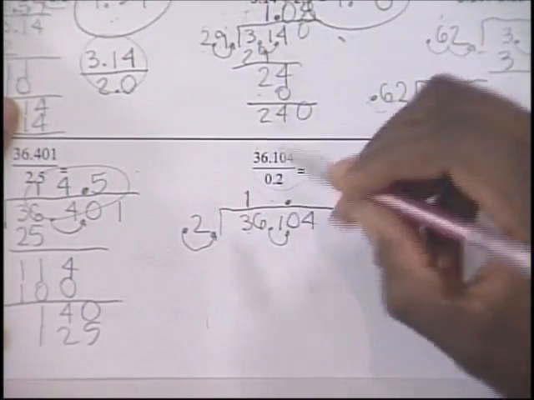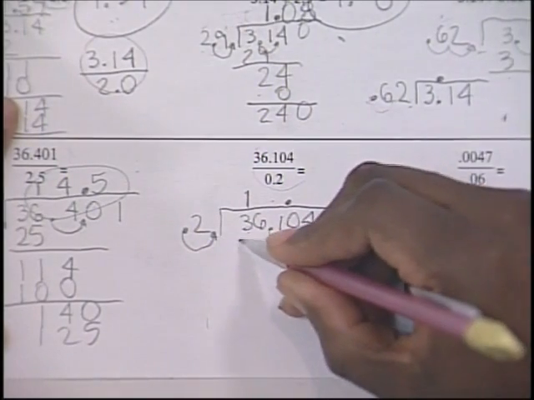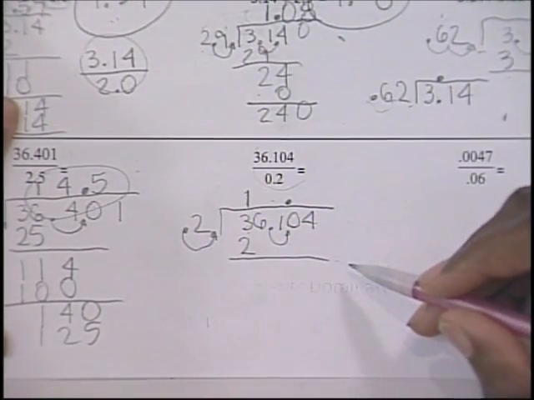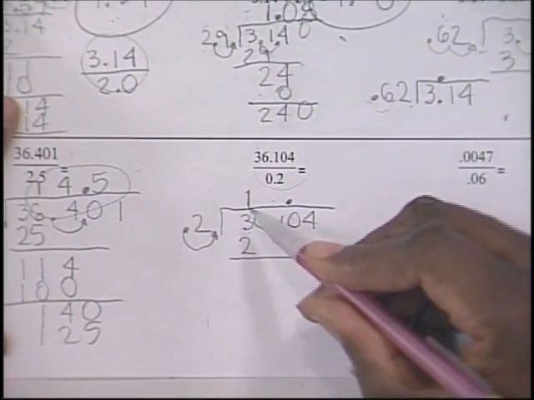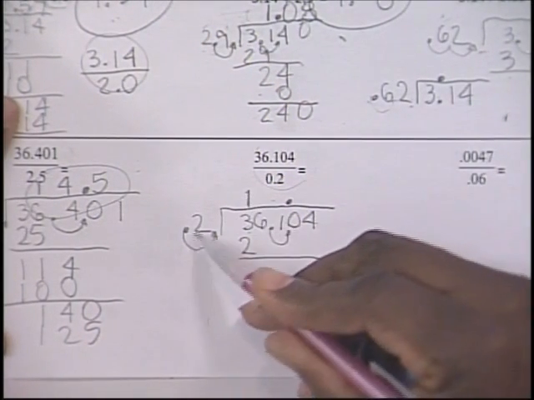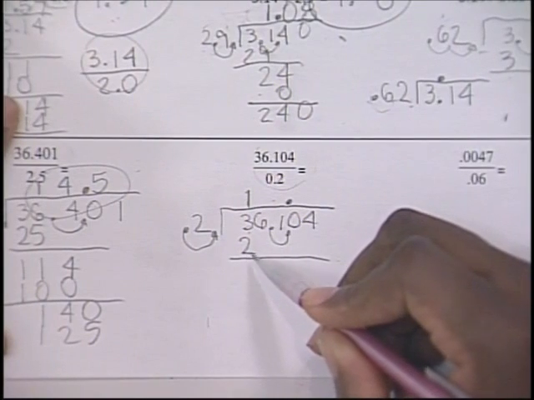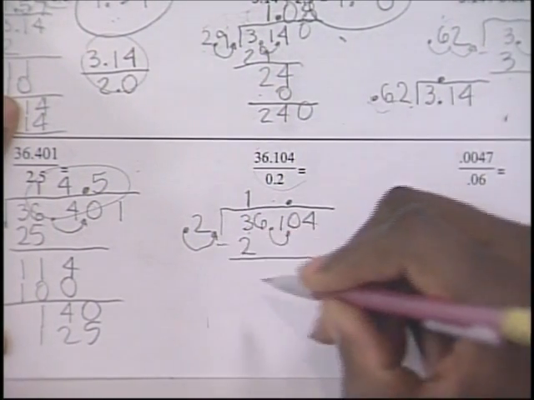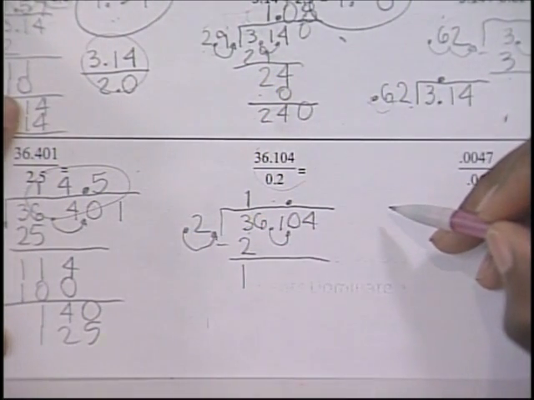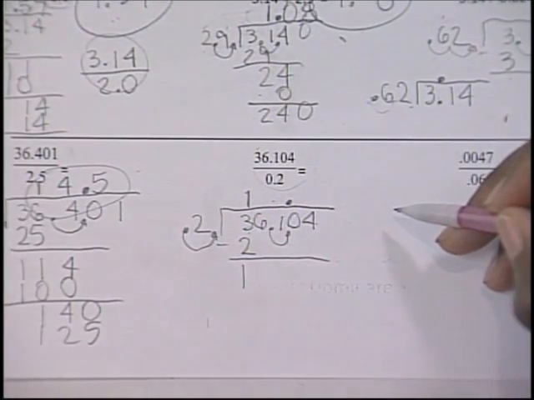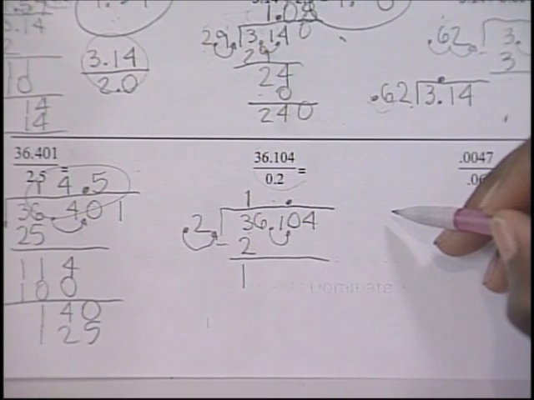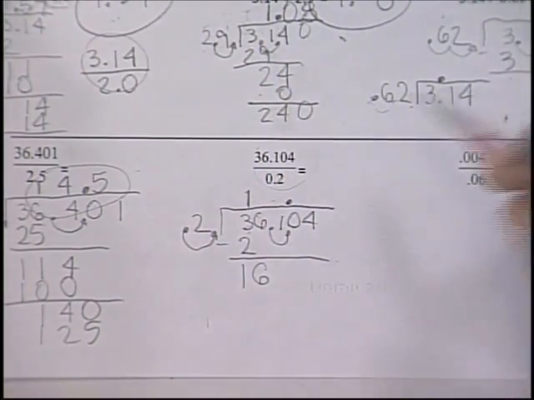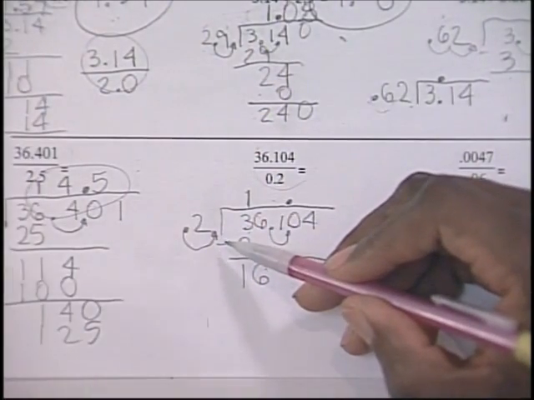Now, how many times does 2 go into 3? Goes in 1 time. 1 times 2 is 2. After division comes multiplication, and then I'm going to subtract. 3 minus 2 is 1. After we subtract, we bring down the next number, which is 6. And then we start the process all over again.